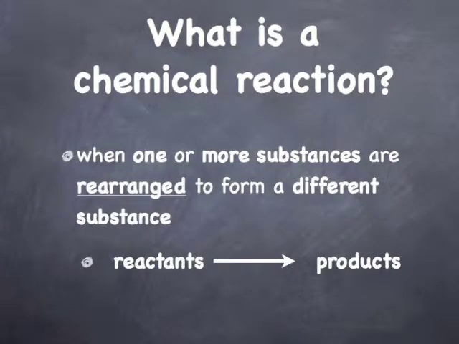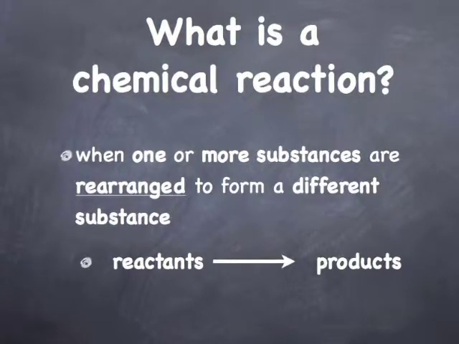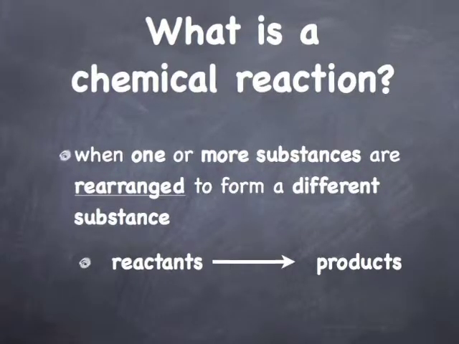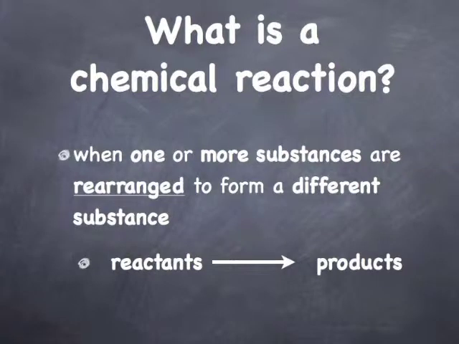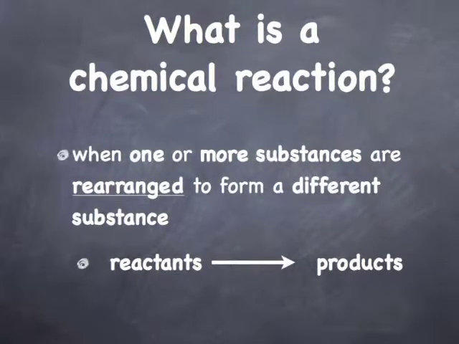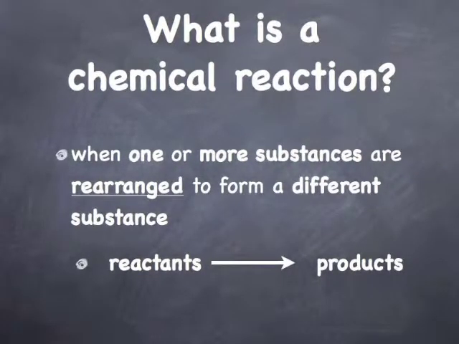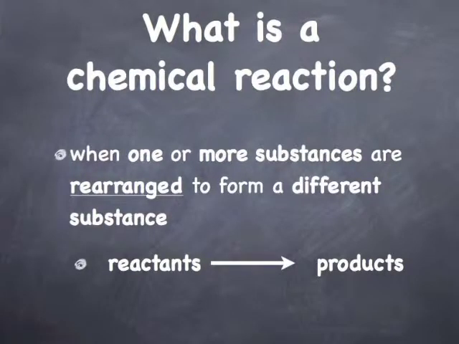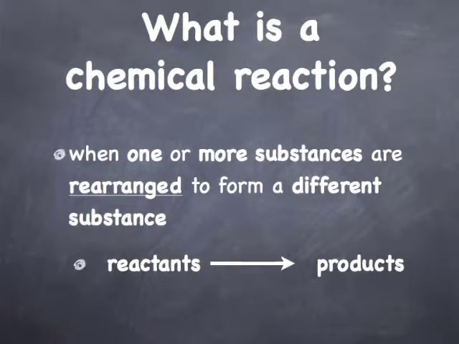A chemical reaction is when you have one or more substances that are rearranged to form a new, different substance, i.e., you have your reactants that rearrange to give you your products.